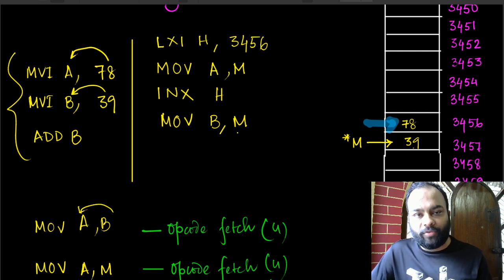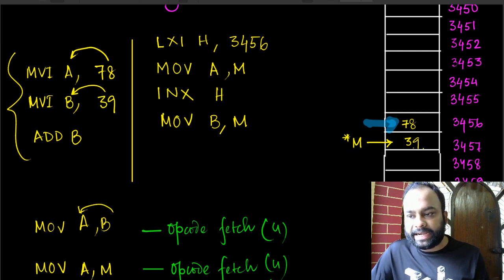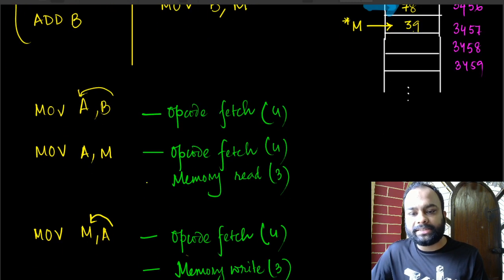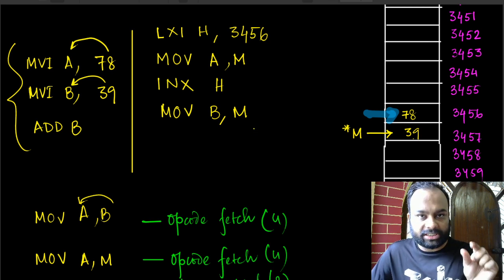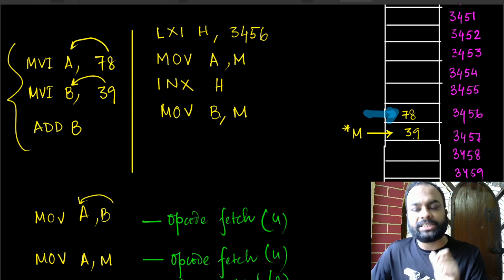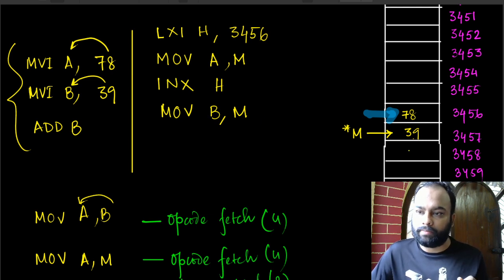Now if I do this move instruction once again, MOV B, M, whatever is being pointed to by M will now be copied over to register B. What was being pointed to by M? The data stored in memory location 3457. Now this is going to be copied over to register B. As before, this takes 2 machine cycles, one opcode fetch and one memory read, because M is nothing but a fictitious register. It is just pointing to a memory address. So when you do such a move instruction, it first needs to do an opcode fetch, then it needs to copy the data from the particular memory address.